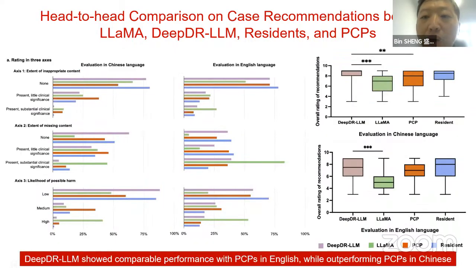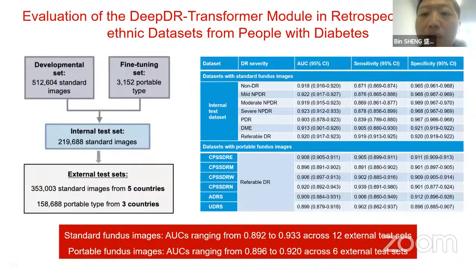The result shows that the quality of diabetes management recommendations produced by the DeepDR LLM system reached or was better than that of primary care physicians. Also, our system was externally tested using more than 0.5 million fundus images from Chinese cities such as Beijing, Shanghai, Guangzhou, Wuhan, and Hong Kong, and also six other countries, including Singapore, India, of course supported by Dr. Rajiv, and Thailand, the United Kingdom, Algeria, and Uzbekistan. The diagnosis capability of this system reached the level of professional ophthalmologists.